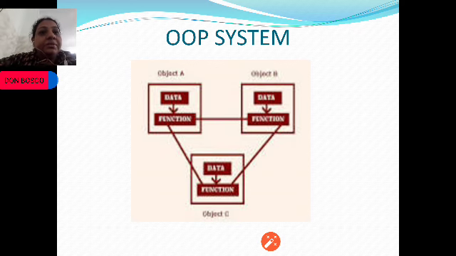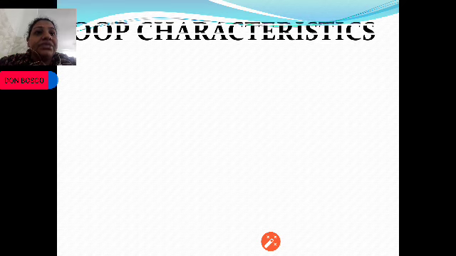As we see in the picture, we have object A, object B, and object C, and the data available in the object can be accessed only by the functions which are available in that object. Then, how does an OOP system work? In an OOP system, the objects communicate with each other by the functions, but the data is protected and kept safe. It is not allowed to be accessed by the functions of a different object.